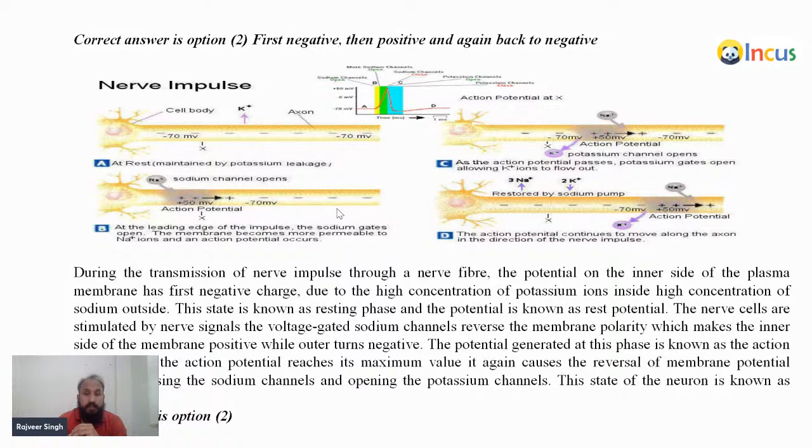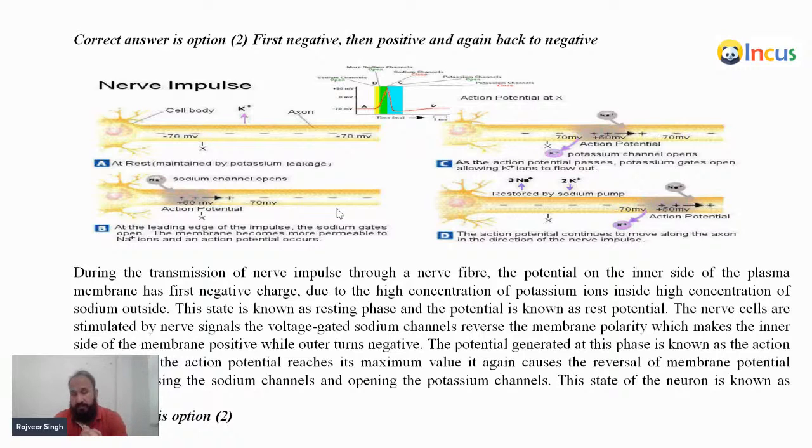As the action potential reaches its maximum value, it again causes a reversal of the membrane potential by closing the sodium channels and opening the potassium channels. This state of the neuron is known as repolarization. So our answer will be second. This is a very fantastic and good question. Please pay attention to this question because it will help you understand nerve impulse conduction.